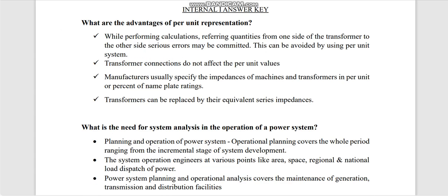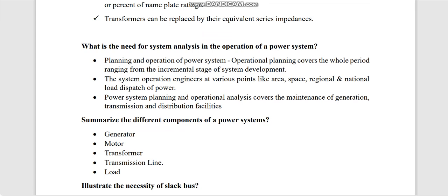The next question: what is the need for system analysis in operation of power system? Why do we go for system analysis? I list out 3 points. The first one is we have to plan our system. If we plan, our generation of power is equal to demand.